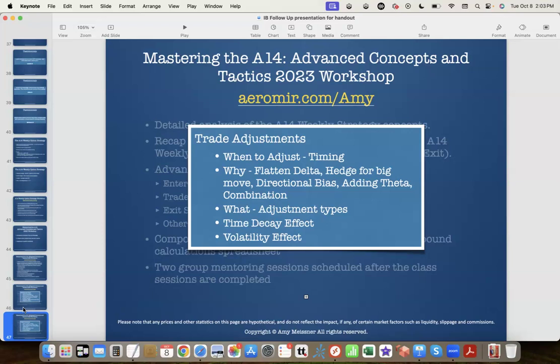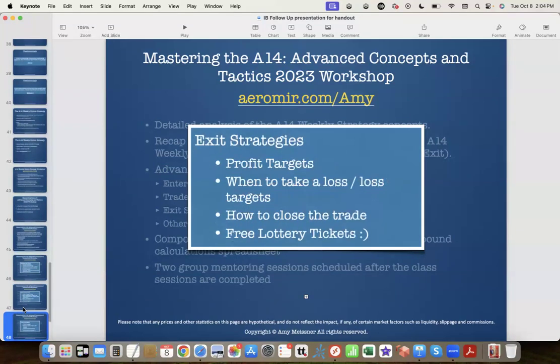What type of adjustments? These are additional adjustments that can be made beyond the original workshop. Again, going over how time decay and volatility affect those adjustments. And then different exit strategies, profit targets, when to take a loss. Should you have loss targets? What should those be? How to close the trade, because sometimes you have multiple pieces, and how to close a trade and leave yourself free lottery tickets. So it's kind of a little bonus there.